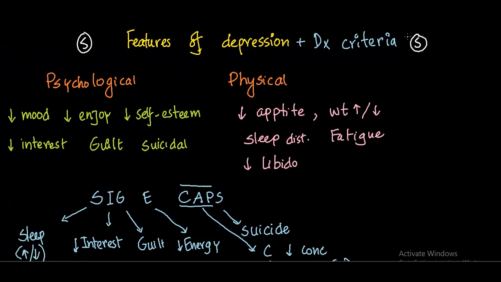About the features of depression and the diagnostic criteria for major depression. The features of depression may be psychological or may be physical. The psychological symptoms are a low mood, you feel down, you don't enjoy anything, which is called anhedonia, lack of enjoyment in usual things, and low self-esteem. And this low self-esteem usually leads to a guilty feeling, and that might lead to suicidal thinking.